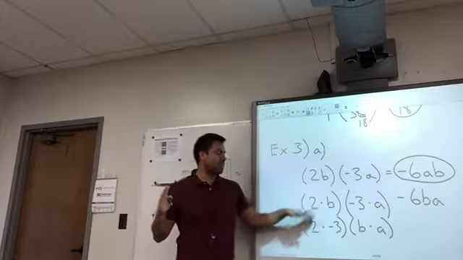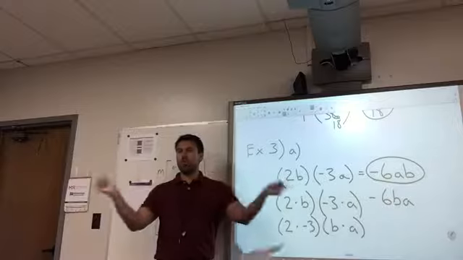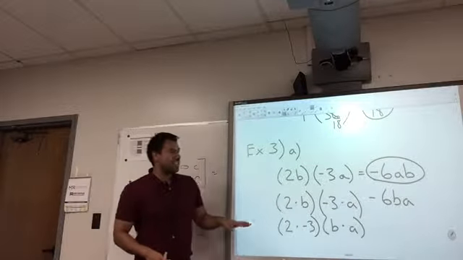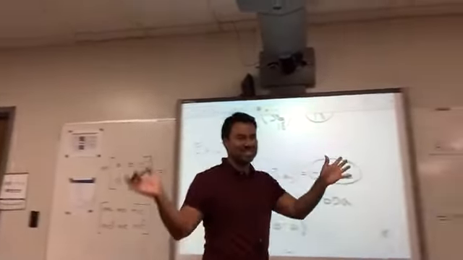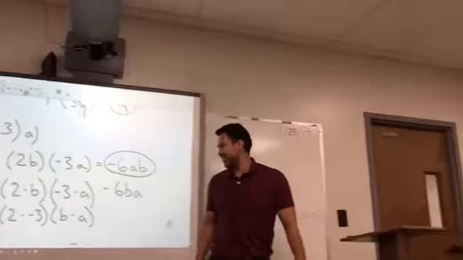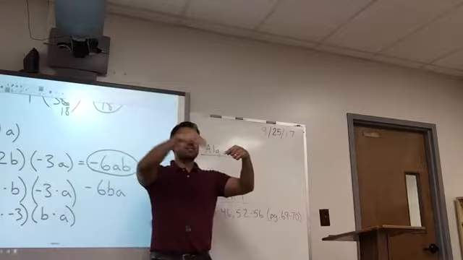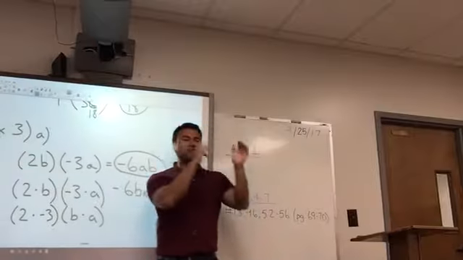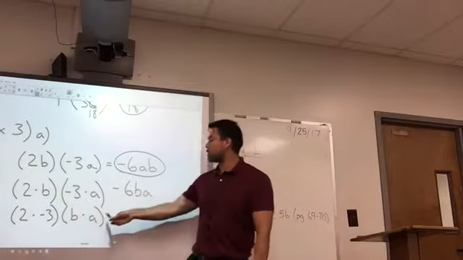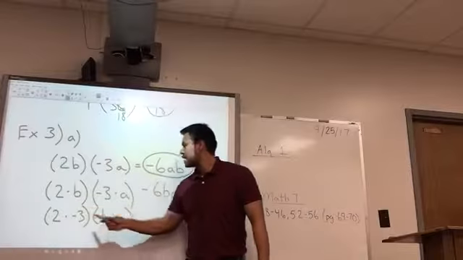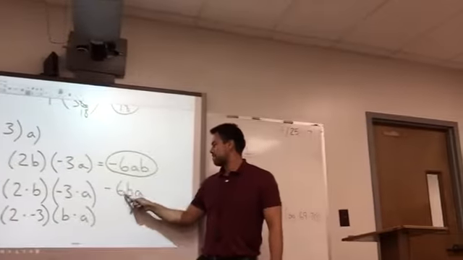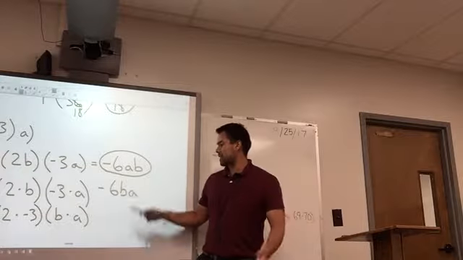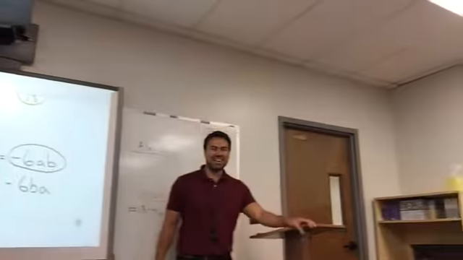Which property did I use here technically when I moved the order around? I hear all the properties except the one I want. Commutative. When I change the order, what's that property? Commutative. But then I grouped differently, so you can also say associative. But regardless, do you see how I did that from here to here? So what's 2 times negative 3? Negative 6. And then what's b times a? ab or ba. So you guys kind of get that?